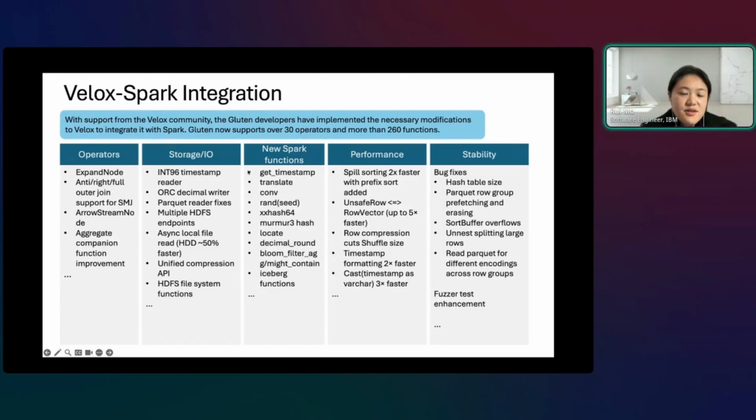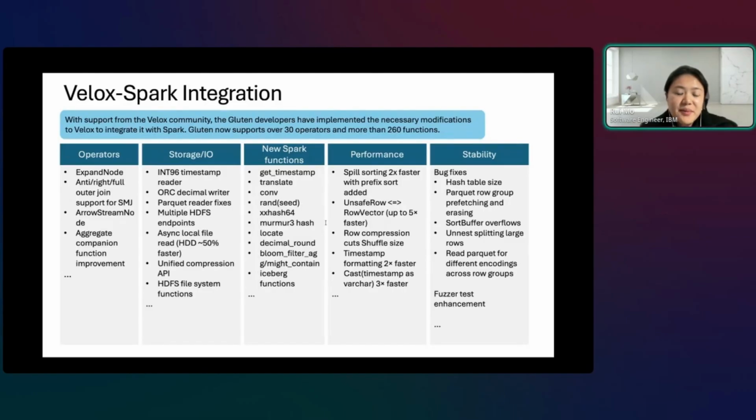Firstly, several Spark required operators have been added or improved. We also made some improvements on the storage and I/O compatibilities. These improvements increase the queries that can be offloaded to Velox. And to ensure compatibility with Spark semantics, we added many new functions. These functions cover common analytical and ETL use cases.